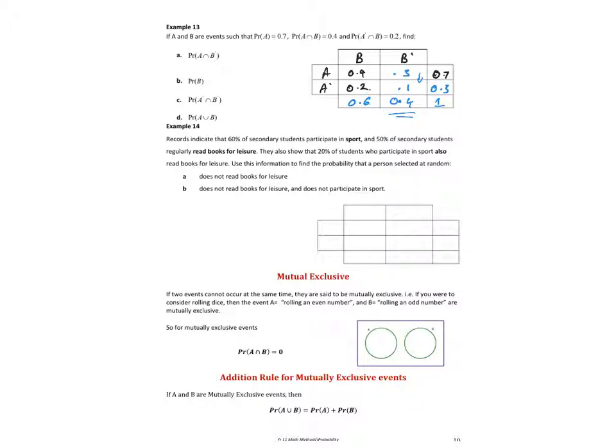A intersection B dash is equal to 0.3. The probability of B, 0.6. A dash intersection B dash is equal to 0.1. And A union B, well, my rule is that's the probability of A plus the probability of B minus probability of A intersection B, which is probability of A, 0.7, plus the probability of B, which is 0.6, minus A intersection B, which is 0.4. So the union is equal to 1.3 minus 0.4, 0.9.